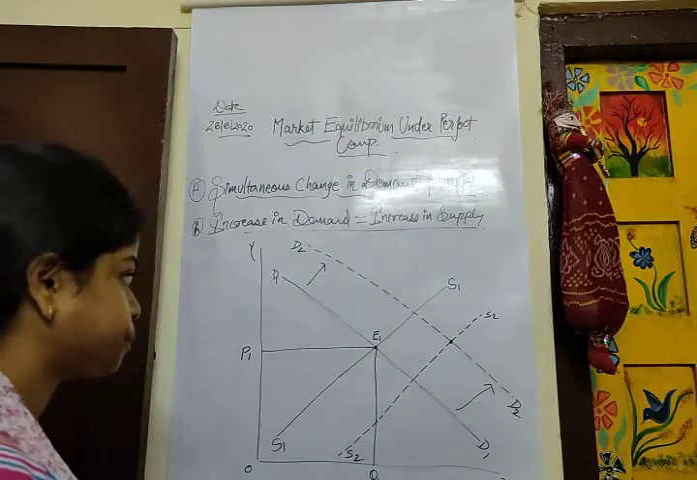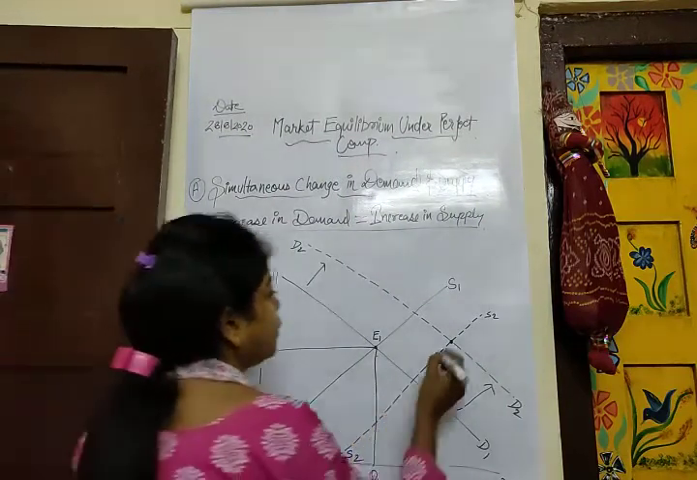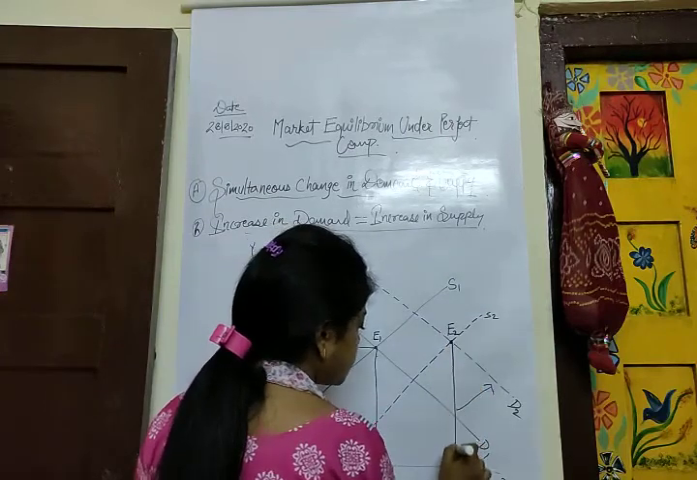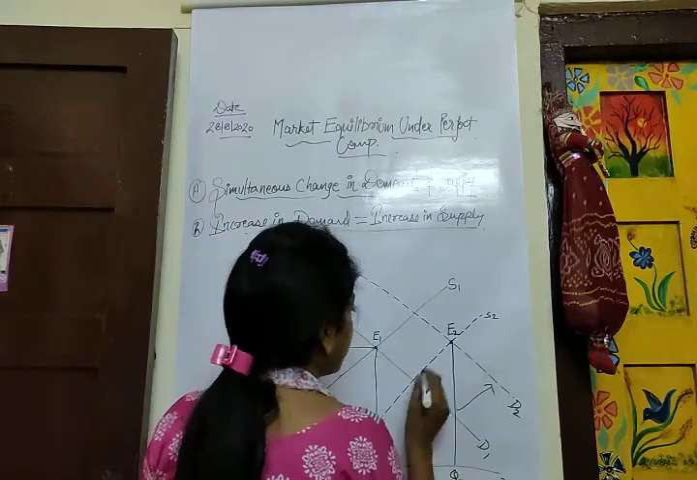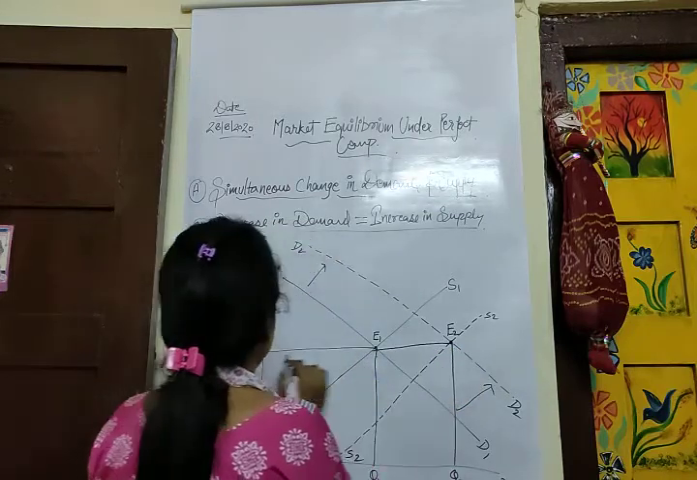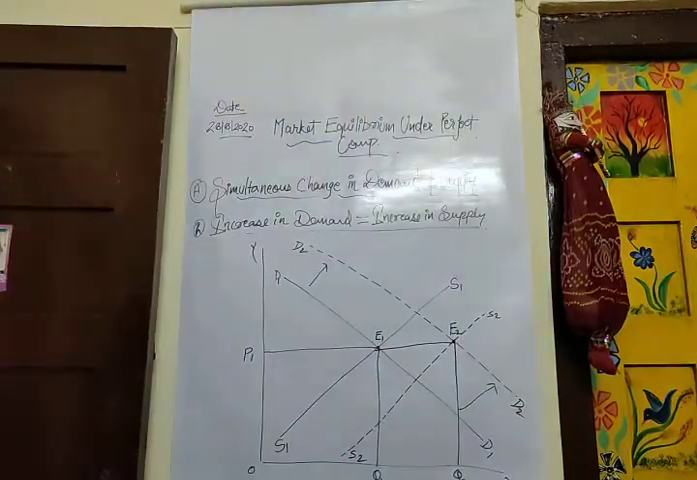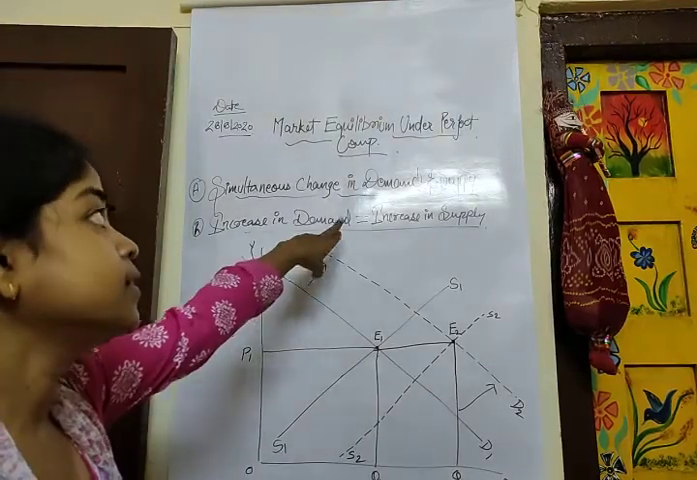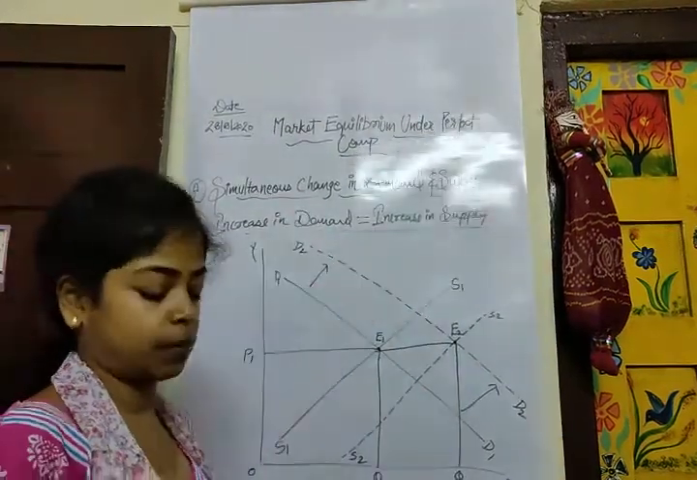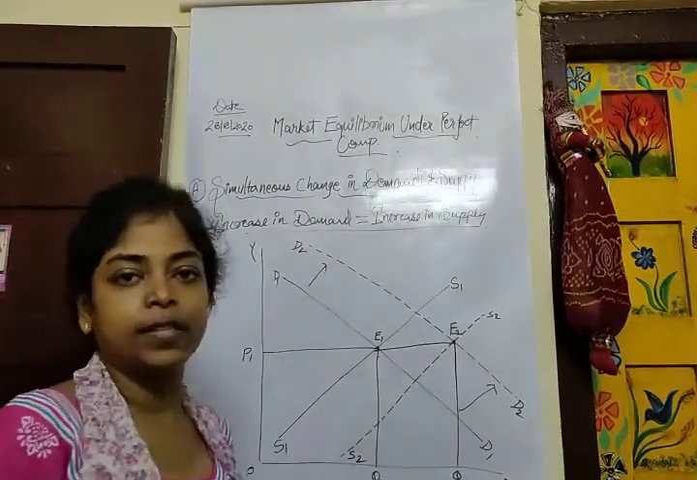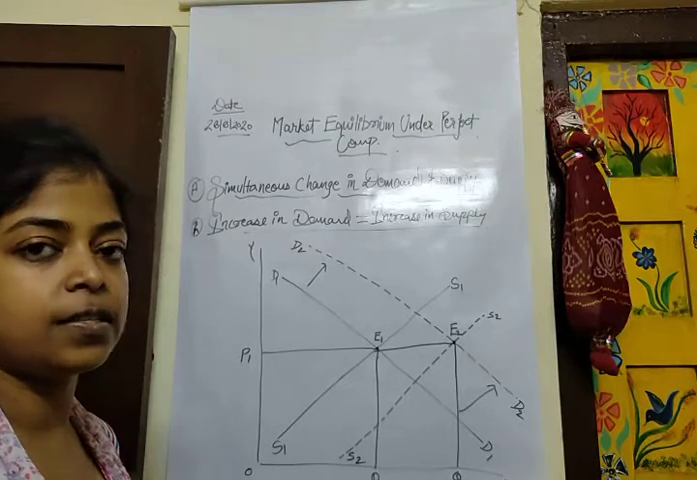It is E2 and this is Q2, where the price is the same. There is no change in price. When the demand and supply increase together in the same manner, in the same quantity, the price is not affected by the increase in demand and supply.